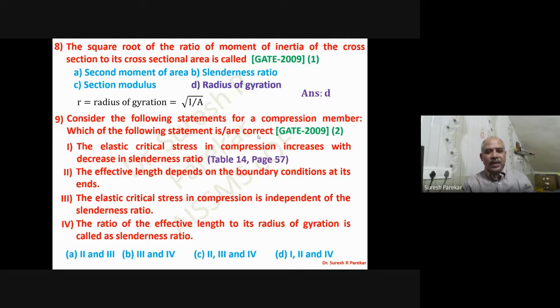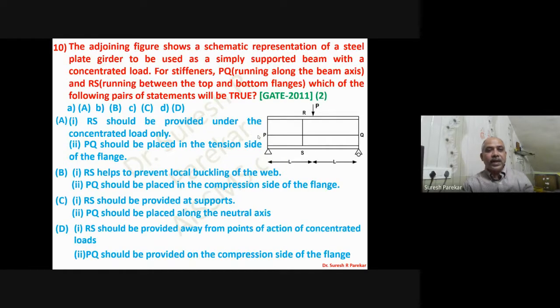Again, consider the following statement. You can see these statements are given in IS 800 2007, and table and page numbers are mentioned, or class number is mentioned. So we have 1, 2, and 4 are correct. Option is D. Then the adjoining figure shows a schematic representation, and then we have to see which pair of statements is correct. So that is B. RS helps to prevent local buckling, and then PQ should be placed in the compression side of the flange. So B option.